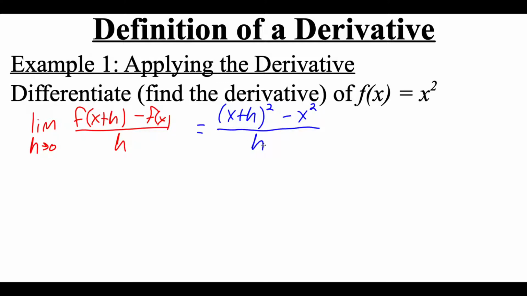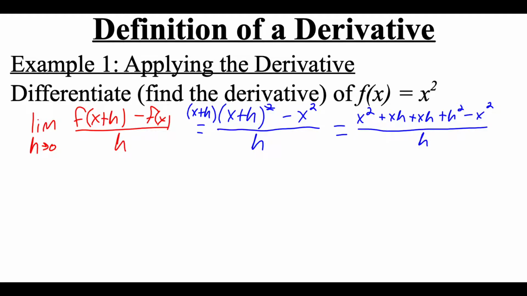Now, we want to work on simplifying this down. So what we're going to do is start with that x plus h squared. Squaring that really means we're multiplying it by another copy of x plus h. So we're going to have to FOIL that out. X times x is x squared. X times h gives me xh. H times x gives me another xh. And then h times h gives me h squared. But then I still have this minus x squared on the back end. And this is all over h.